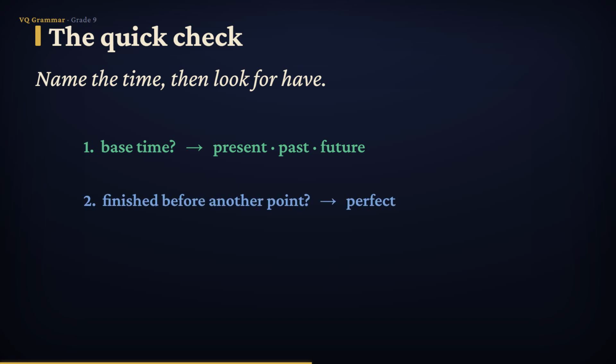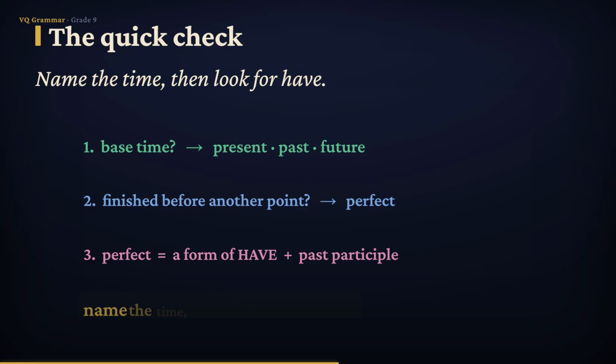Ask whether the action is finished before another point in time. If it is, you're in perfect territory. And step 3, the giveaway. Every perfect tense is built from a form of have plus the past participle. So if you see has, have, had, or will have sitting in front of the verb, you know it's a perfect tense. Name the time, then check for have. Do those 2 things and you can label any of the 6.